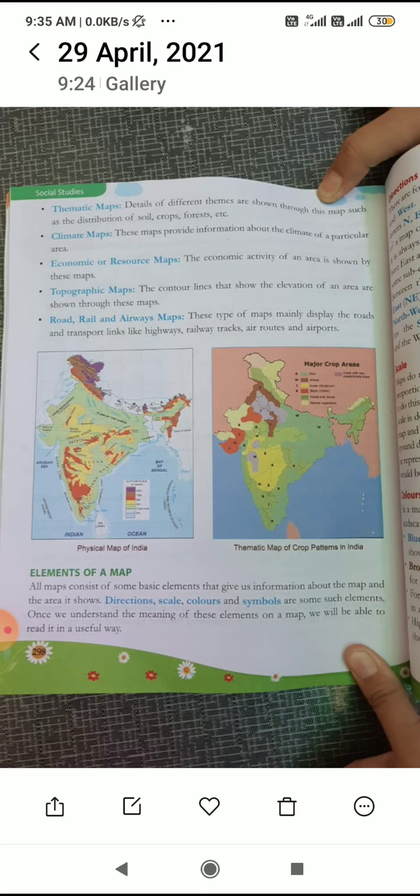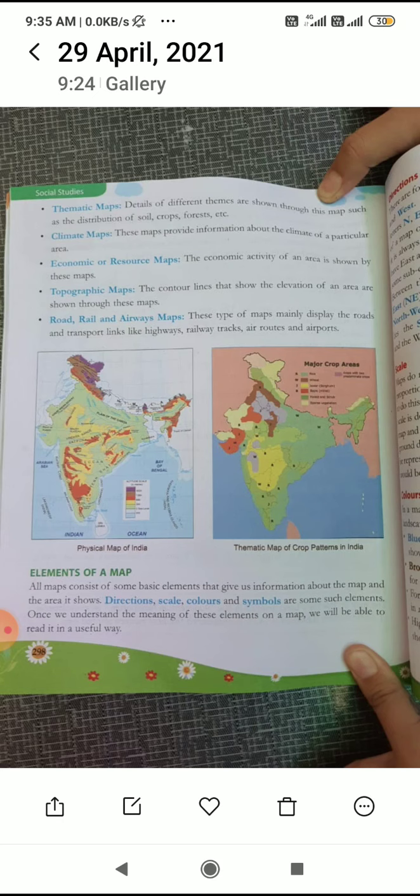Sixth is topographic maps. The contour lines that show the elevation of an area are shown through these maps. And last is road, rail, and airways maps. These types of maps mainly display the roads and transport links like highways, railway tracks, air routes, and airports. So in these two given maps, we can see the physical map of India and the other is a thematic map of crop patterns in India.